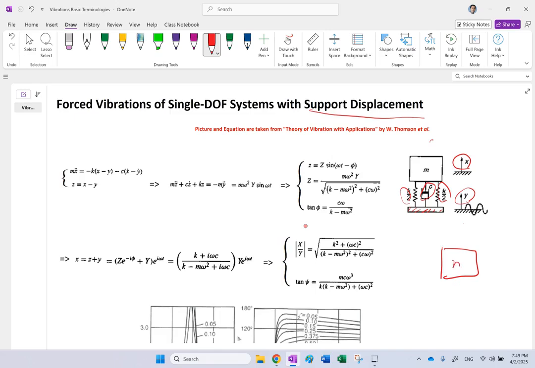So first thing is, if you look at the FBD of the object, clearly if you look at the mass and again you measure X from the static equilibrium, so mg is not included, the forces from both of the springs, if you combine them, it is going to be K times the difference between the displacements on the two sides. So if we say Y is bigger than X, the force upward is going to be K times (Y minus X), and the damper force is going to be C times (Y dot minus X dot).